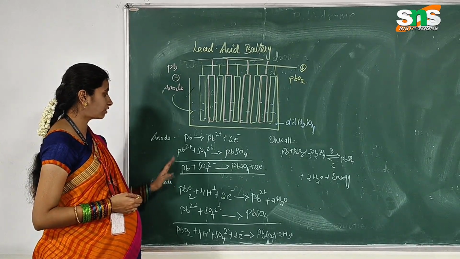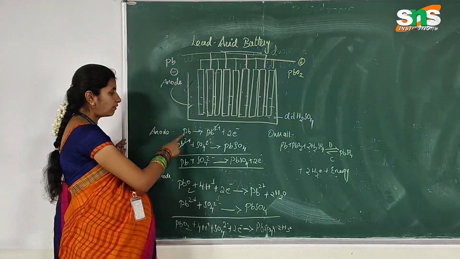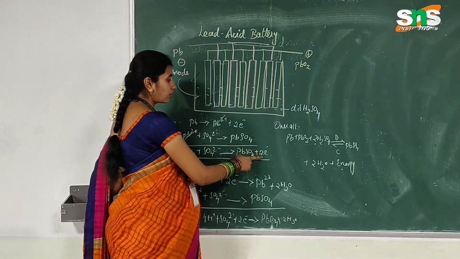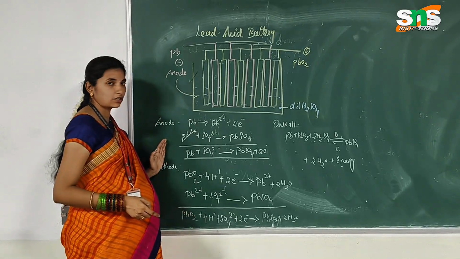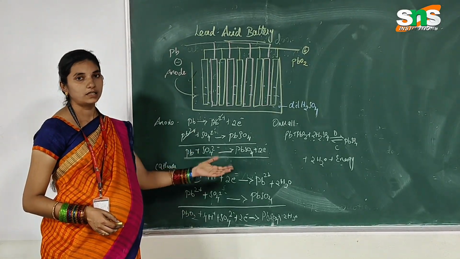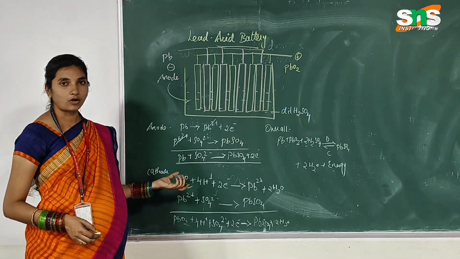In the overall reaction we cancel the common species and get Pb plus SO4 2- giving PbSO4 with the loss of electrons. So this is the reaction of how the anode is converted from lead to lead sulfate. And for the cathode we take the lead oxide plates.